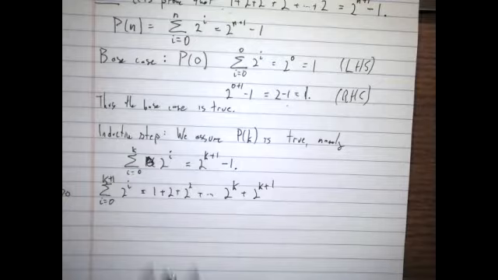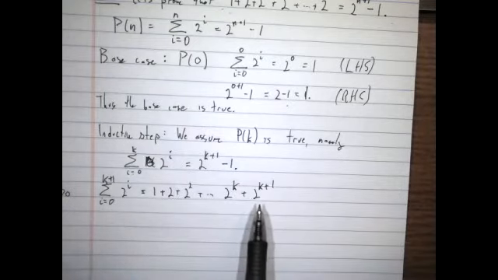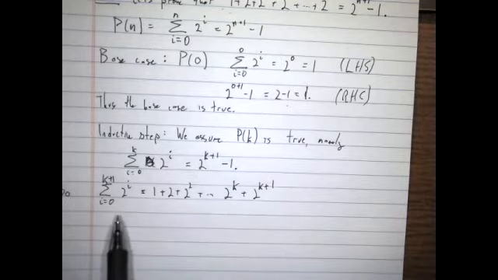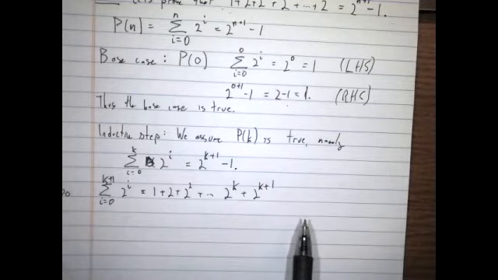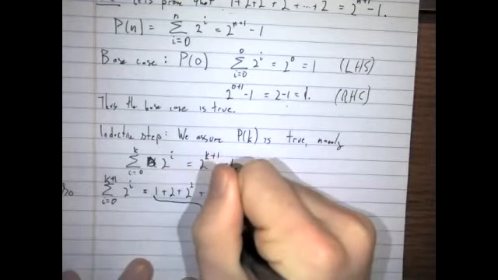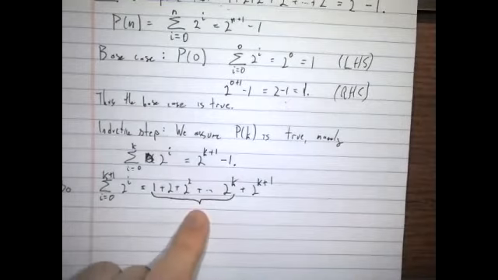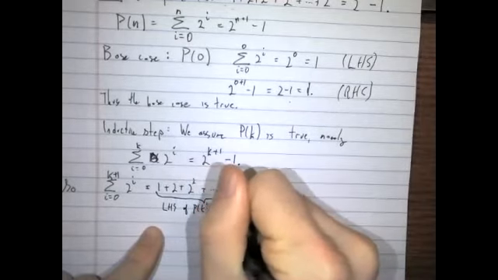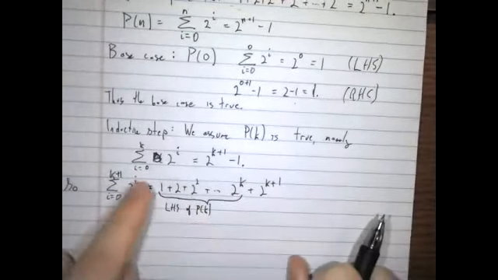Okay. So I've written out the left-hand side of P(k+1), and I want to show that it's equal to the right-hand side of P(k+1). So what do I do here? Would we solve for P(k) plus 2^(k+1)? Yes, exactly. I recognize this chunk right here as being exactly the left-hand side of P(k). And if P(k) is true, then what does this equal?